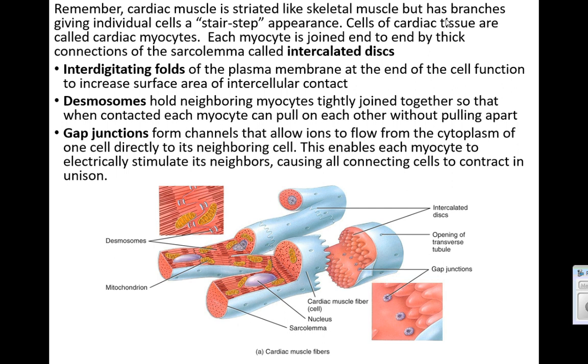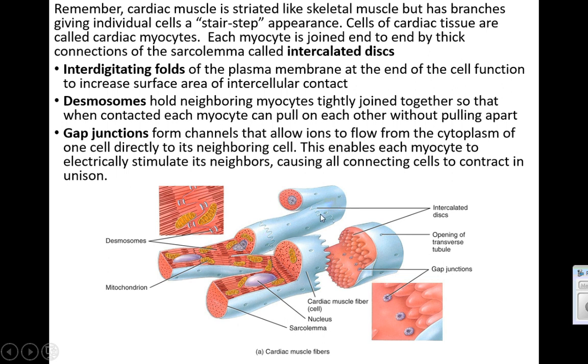Each of those myocytes is joined end to end by thick connections of the sarcolemma called intercalated discs. And that's something that we've learned before. We've also learned before that some of the cardiac muscle fibers or myocytes are branched or forked. We can see a good one right there. Okay.